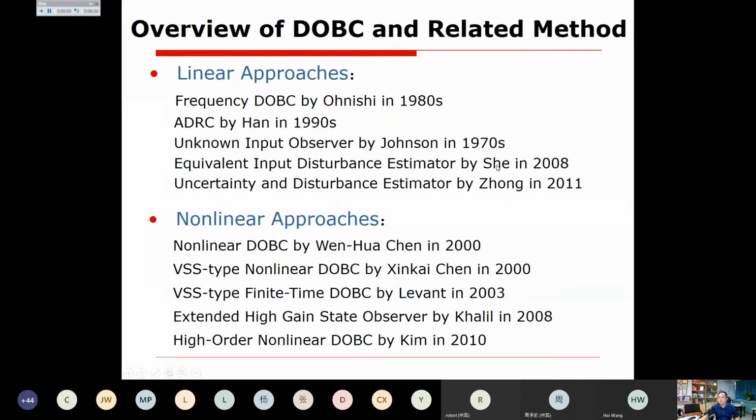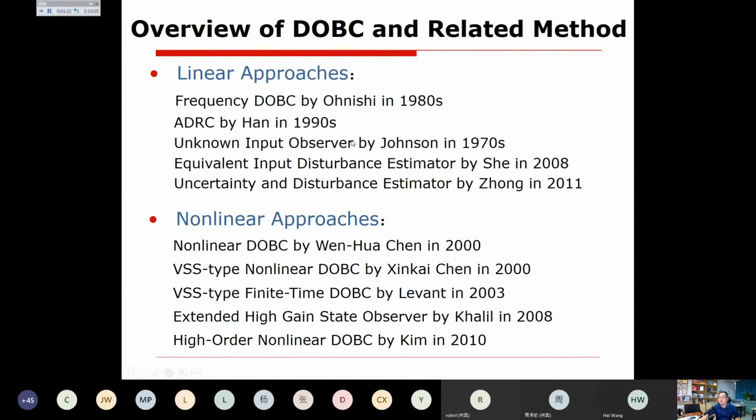Also Professor She in Japan proposed the equivalent input disturbance estimator. Estimator has the same meaning as observer, right? So estimate the disturbance, observe the disturbance, just in a different form. Also another professor in the UK, now at a USA university, Professor Zhong, proposed the uncertainty and disturbance estimator. All these approaches are linear approaches, which are easy for us to implement in practical control systems.